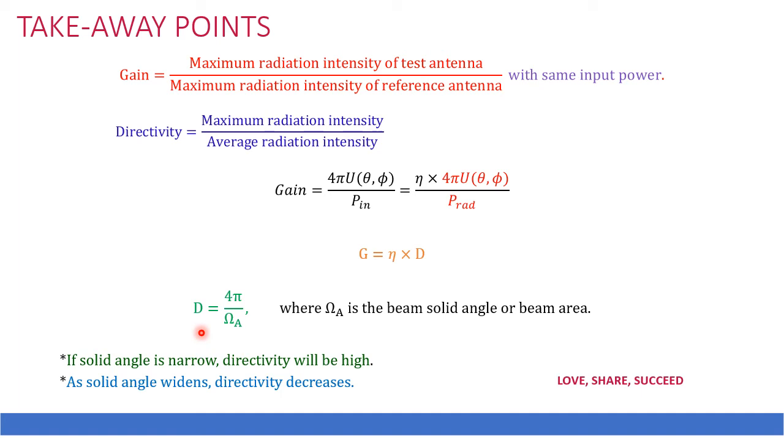Directivity is also related to the solid angle of the antenna, as D is equal to 4 pi by omega A, where omega A represents the beam area or beam solid angle. That means if directivity is high, then the solid angle is narrow.